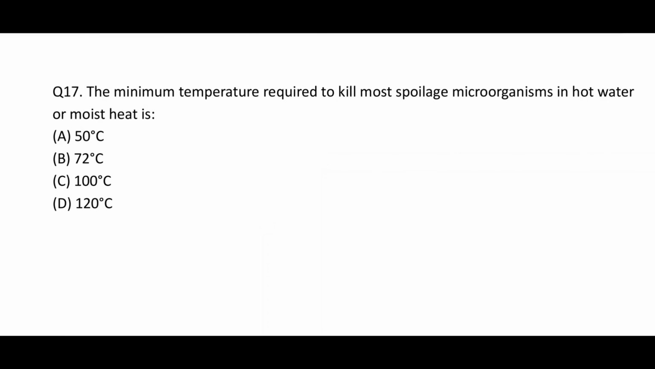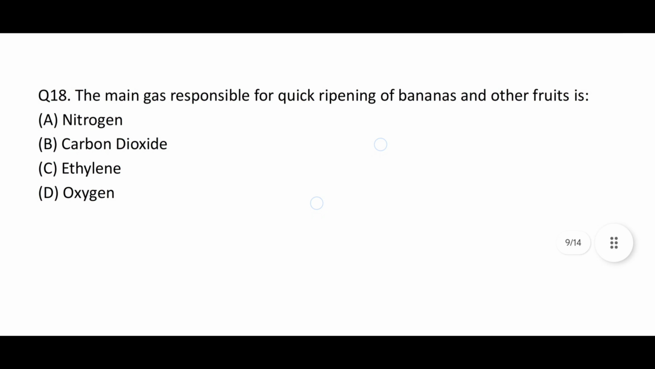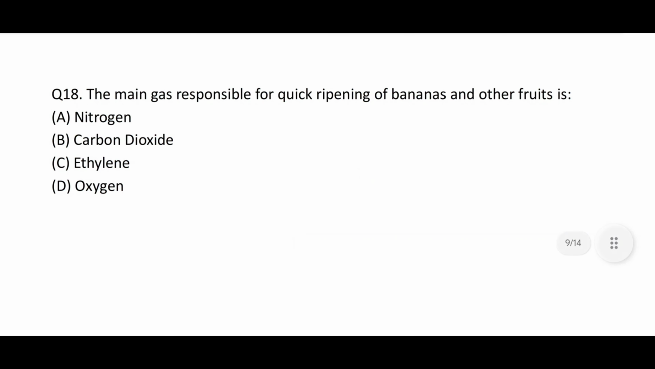The minimum temperature required to kill most spoilage microorganisms in hot water or moist heat is. The right answer here is option number C, which is 100 degrees Celsius. Question number 18 is, the main gas responsible for quick ripening of bananas and other fruits is. The right answer is option C, which is ethylene. Ethylene is a natural plant hormone which is released by fruits, which helps in ripening and softening in bananas and tomatoes.